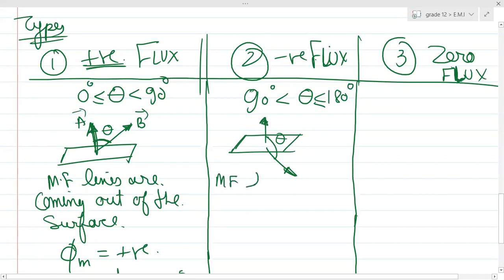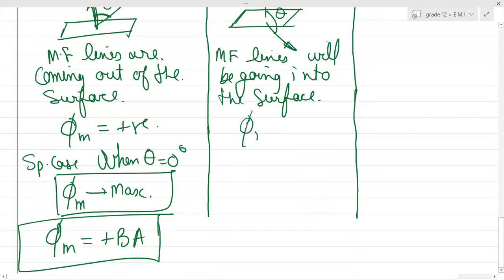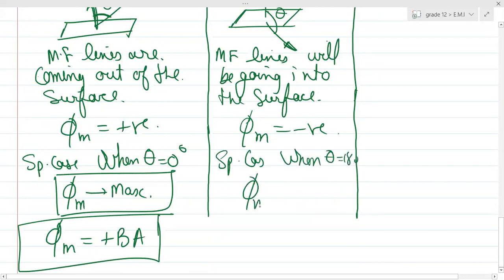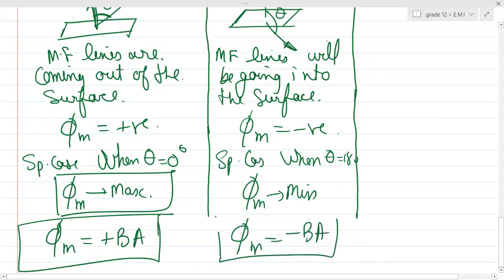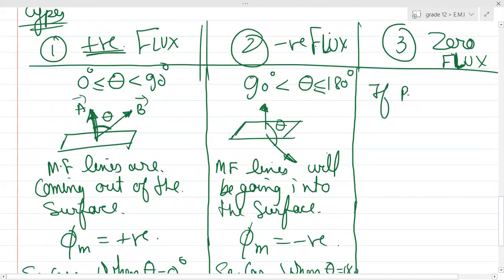So here the magnetic field lines will be going into the surface. Always remember the area vector, we choose it in such a way that it is always coming out. So here in this case, the flux will become negative. Special case is when theta is 180 degree. When theta is 180 degree, then phi m will become minimum, as cos 180 will have its minimum value, which is basically minus 1. Hence the flux will be minimum. And in the last case, if theta is 90 degree, then phi m is 0.